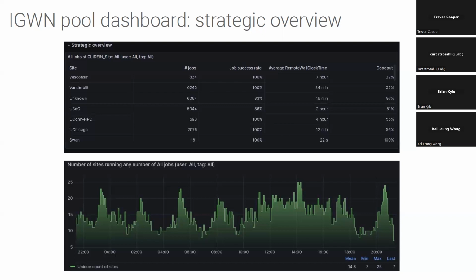I also find it interesting and useful to keep an eye on the rough number of sites that we have running jobs in the open pool at any time, or which have run jobs, since it's all history.